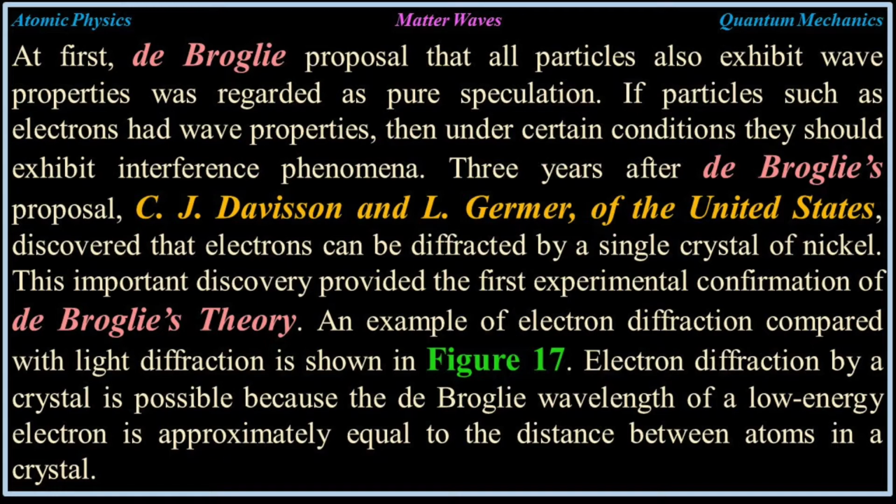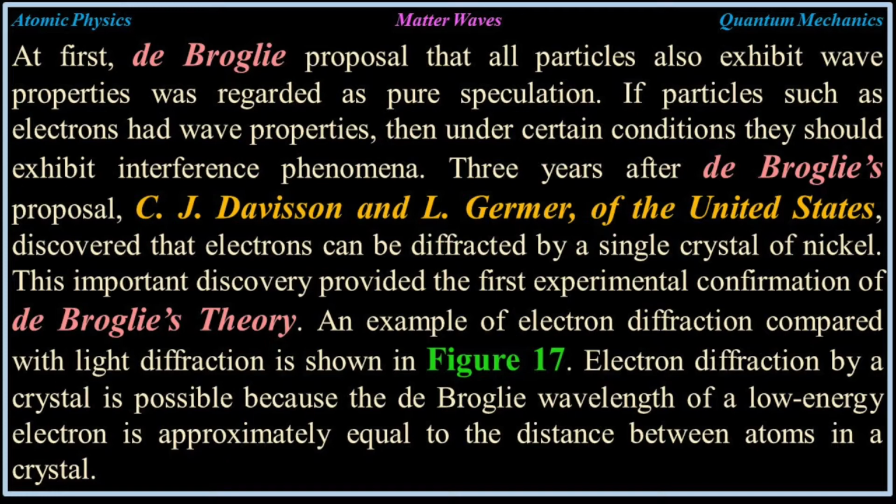If particles such as electrons had wave properties, then under certain conditions they should exhibit interference phenomena. 3 years after de Broglie's proposal, C.J. Davisson and L. Germer of the United States discovered that electrons can be diffracted by a single crystal of nickel. This important discovery provided the first experimental confirmation of the de Broglie theory. An example of electron diffraction compared with light diffraction is shown in figure 17.